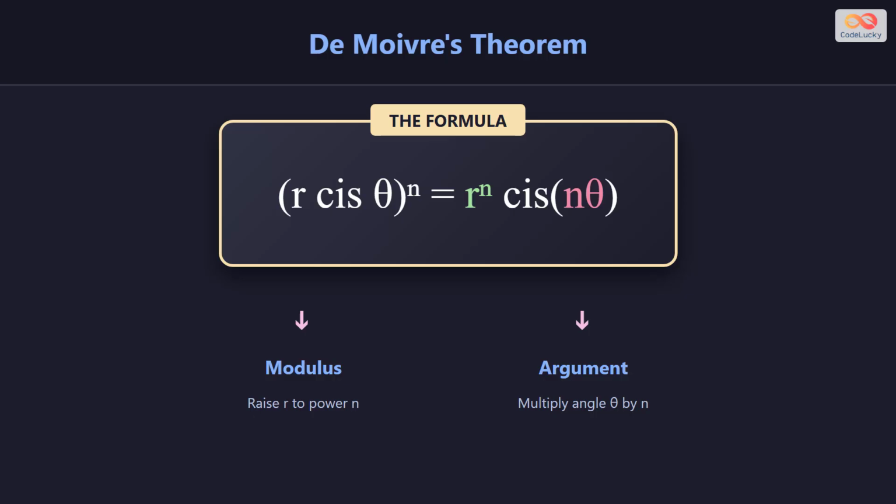This leads us to de Moivre's theorem. The formula states that (r cis theta) raised to the power of n is equal to r to the power of n times cis of n theta. In simple terms, raise the modulus to the power and multiply the angle by the power.